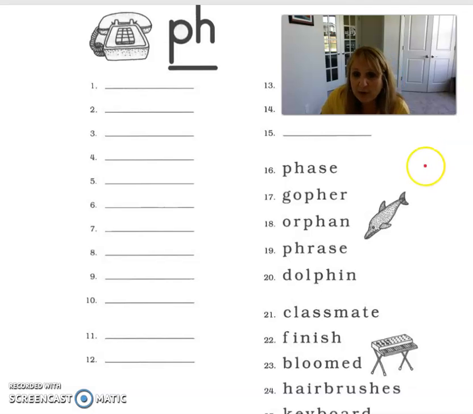Would you please write and code the first 5 words? And you can pause the video while you write them. They are phase, gopher, orphan, phrase, and dolphin. They all have our new digraph PH.